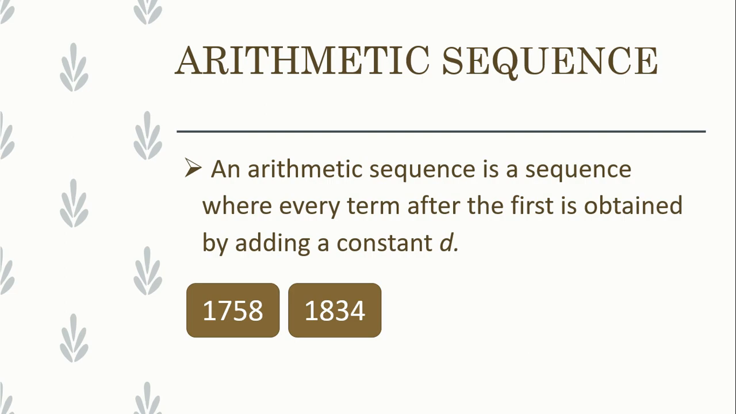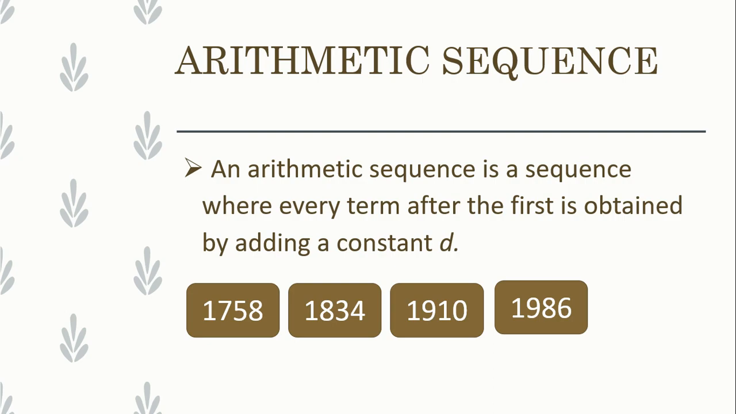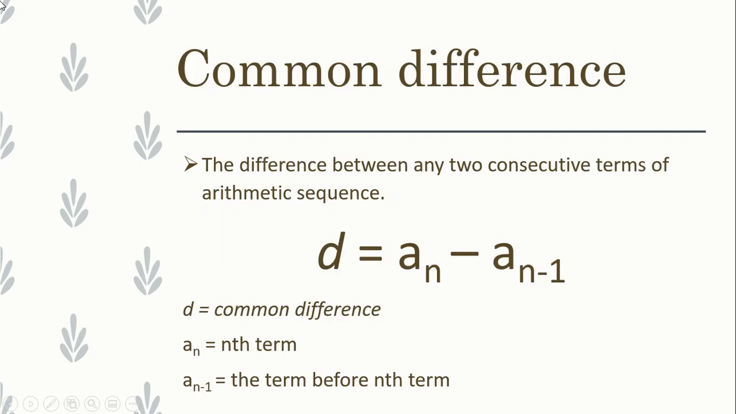So that means if we are going to identify the third term, we will add 76. That will be 1910. Added by 76, that's 1986. And again, added by 76, that will be 2062. As you have observed, we just continually added 76 to 1758 to generate the terms of the arithmetic sequence. So we are already done defining what an arithmetic sequence is.